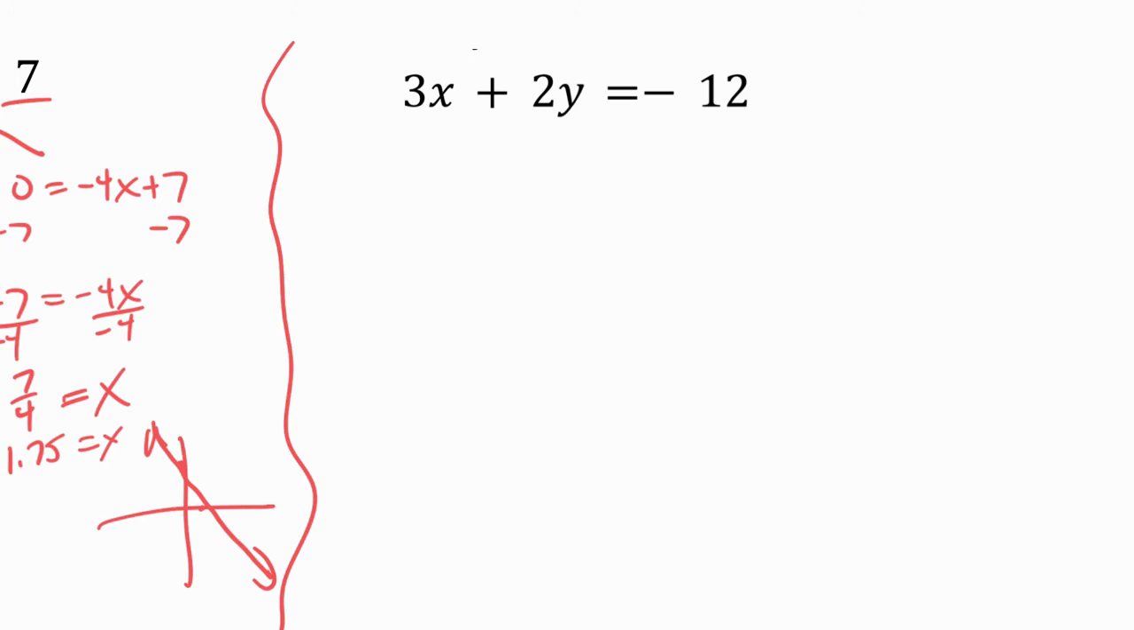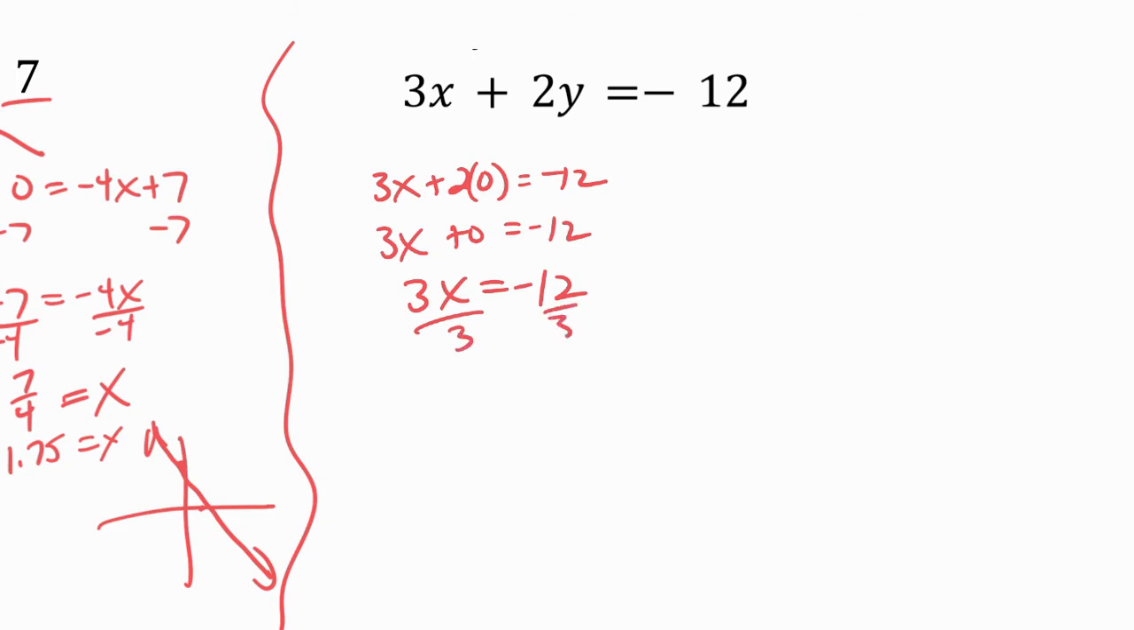We're going to start by replacing the y with 0 and solving it. So 3x plus 2 times 0 gives you 3x plus 0 equals negative 12, which means 3x equals negative 12, which means when you divide by 3, you get x equals negative 4. That means your x-intercept is negative 4.